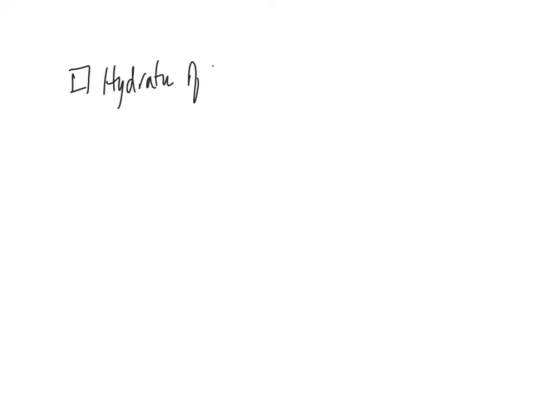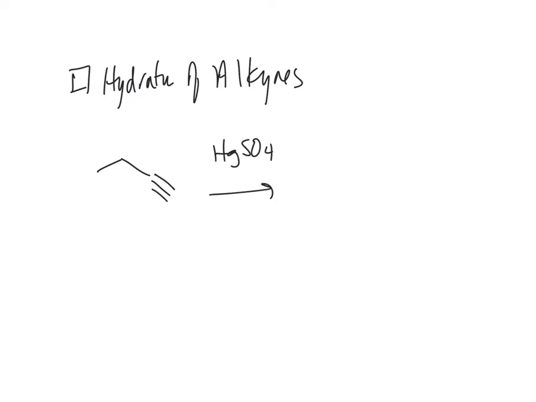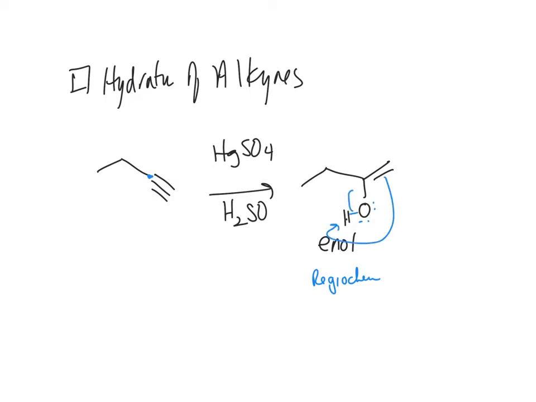Hydration of alkynes. This is also review. If you add mercury sulfate and sulfuric acid, then you get an enol, and the OH adds to the more substituted carbon, so that's regiochemistry. And I do my little enol tautomerization here. It's an equilibrium arrow. So enol tautomerization, and there we have a ketone.